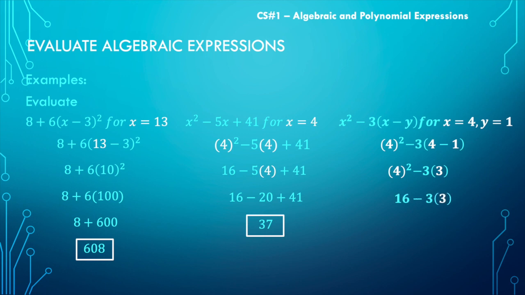And we've got 16 minus 3 times 3. Next thing is multiplication and division. We only have one instance of that. That's towards the end here. We've got 3 times 3, which is going to give us 16 minus 9. And then our addition and subtraction, which is going to give us 7. So these are our 3 examples of evaluating algebraic expressions.